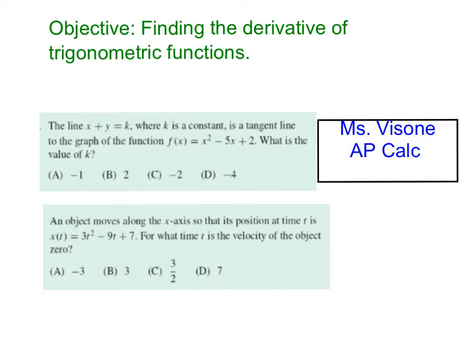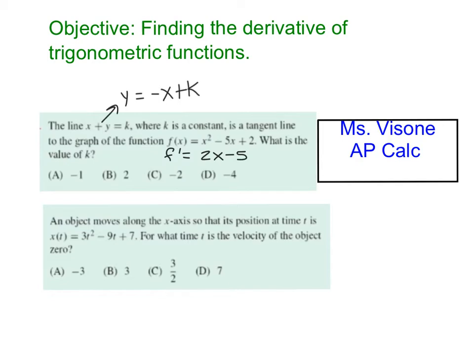The line y plus x equals k, where k is a constant, is a tangent to the graph of the function. What is the value of k? So if you notice, if you solve for y, the tangent line is negative x plus k. So that gives us a piece of information. We know that the slope is negative 1. So we need to know when is the slope of f negative 1.